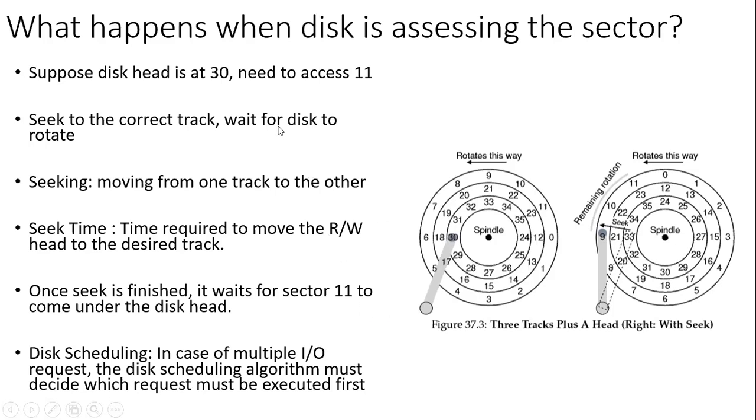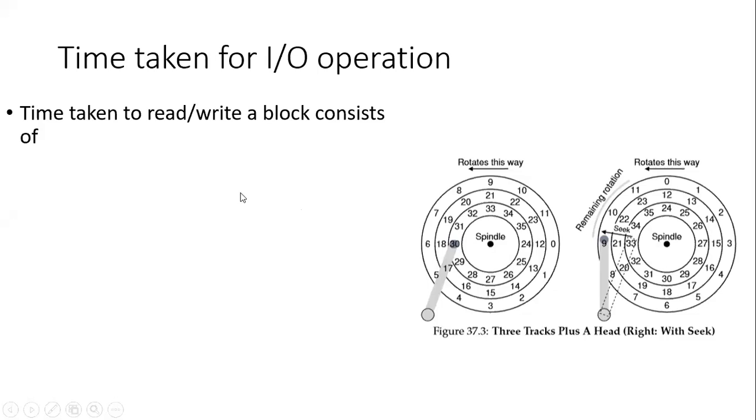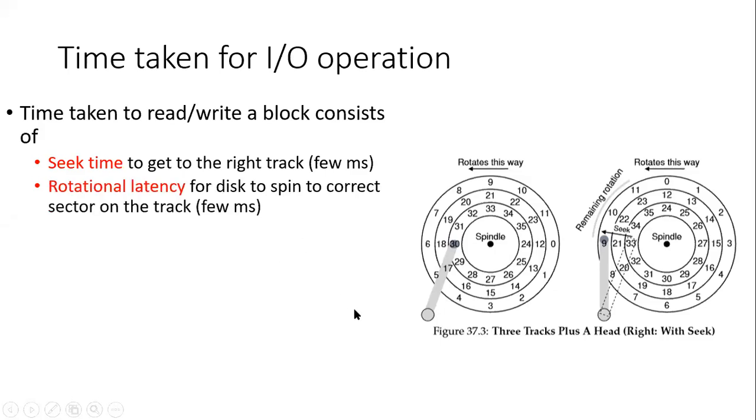Okay. Now the next is the time taken for IO operations. Just look here. As I told you about the seek time, to get to the right track, it requires some time called the seek time. And to reach a particular sector, it requires some time, also called the rotational latency. So here we can see rotational latency is the time for the disk to spin to the correct sector on the track.